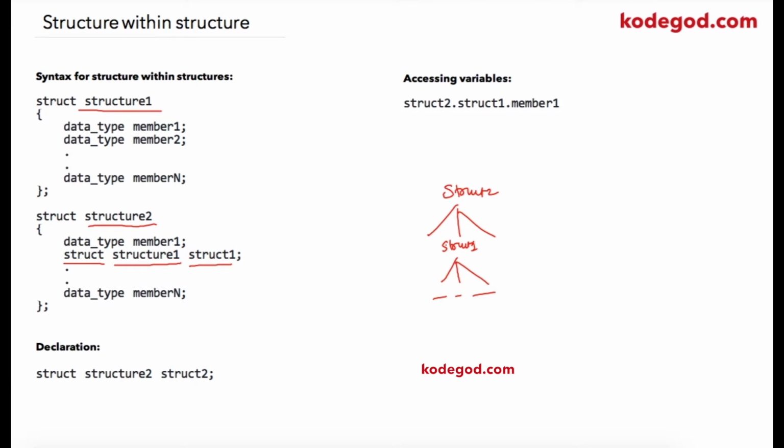When we declare a variable struct2 of type structure2, we can access members of struct2 as struct2 dot member name. Similarly, we can access data members of variable struct1 of structure1 as struct1 dot member name. So for struct2, which is a variable of type structure2, we can write dot struct1, which is declared over here, and we can use another dot operator to access data members of struct1. So this is one example of structure within structure. We are using struct1 inside of struct2.